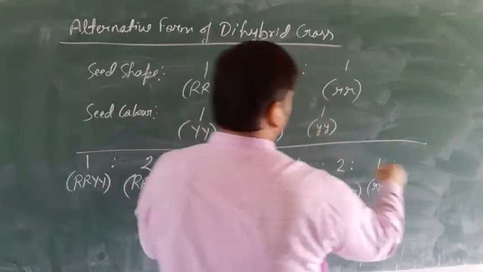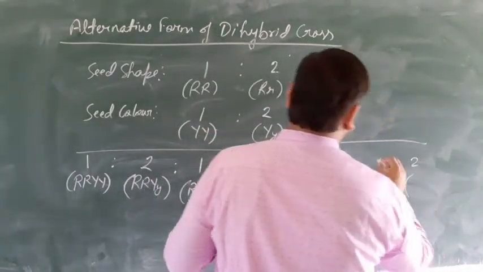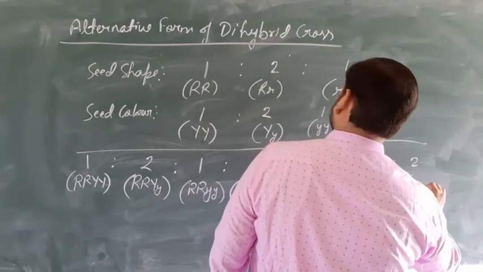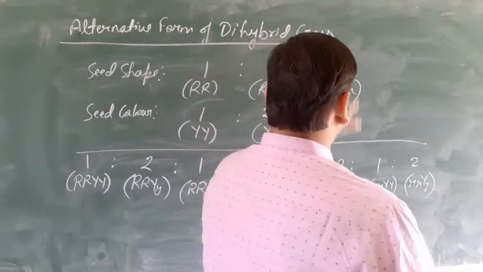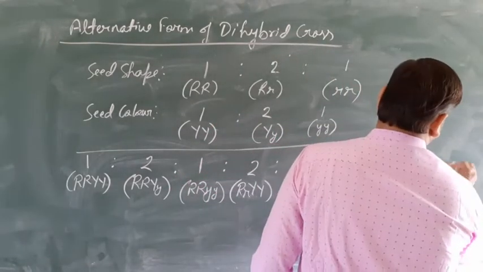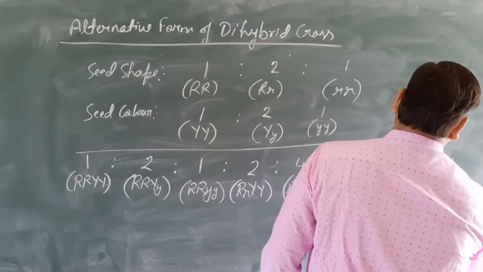Then 1 2s are 2. 2 will have small r, capital Y, small y. And 1 1s are 1. 1 will have small y.